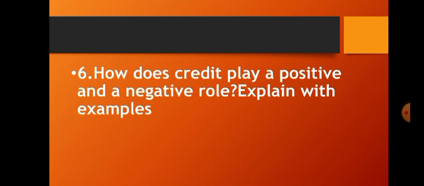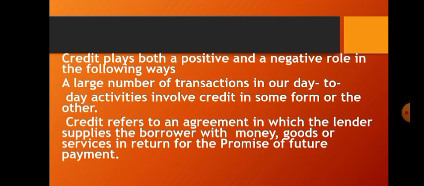How does credit play a positive and negative role? Explain with example. Here we can see credit plays both a positive and a negative role in the following ways. A large number of transactions in our day-to-day activities involve credit in some form or the other. Credit refers to an agreement in which the lender supplies the borrower with money, goods or services in return for the promise of future payment.